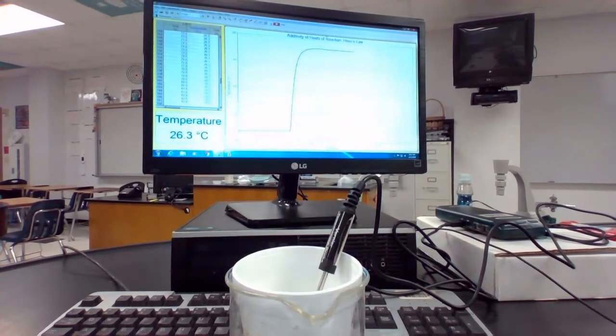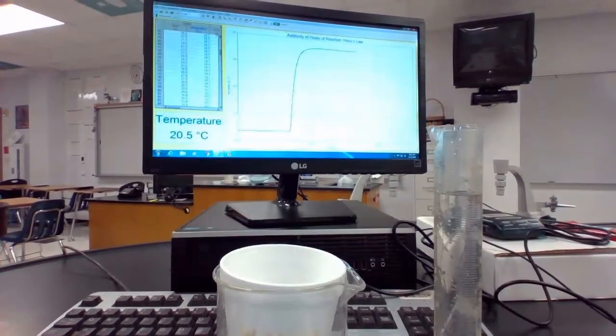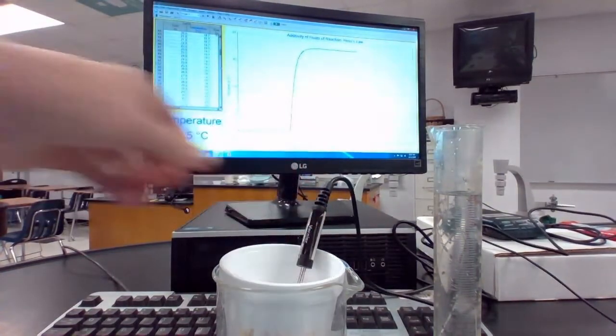And as you can see, and I'm going to go ahead and stop the collection of data, the ions in solution there were already ready to react, and so they went ahead and reacted immediately. The highest temperature here looks like it got to 26.4. The highest temperature got to 26.4. The lowest temperature, this is for reaction 2, was 19.7.